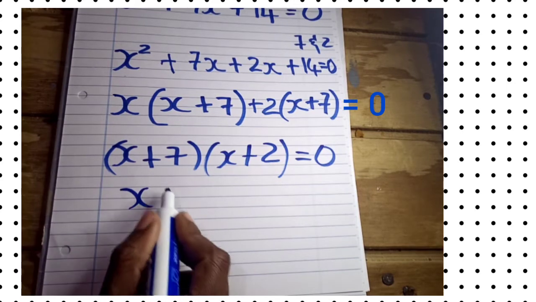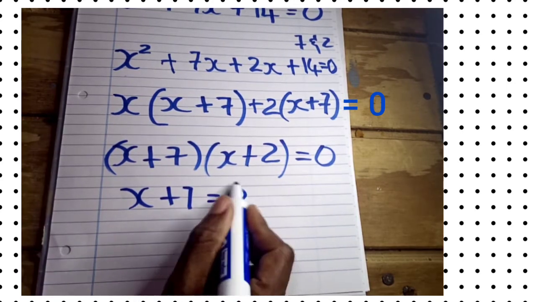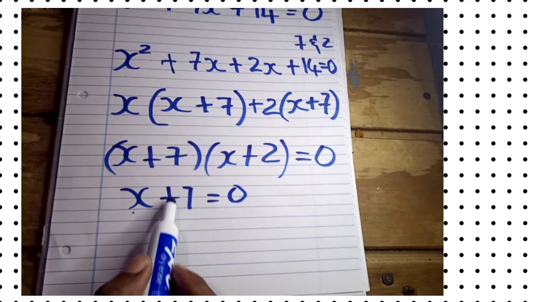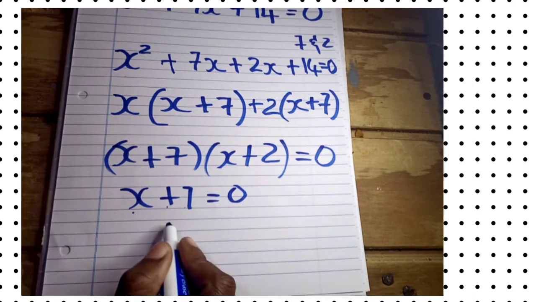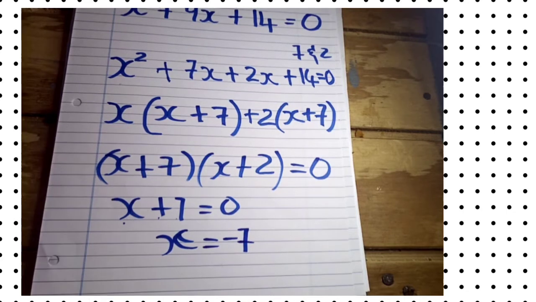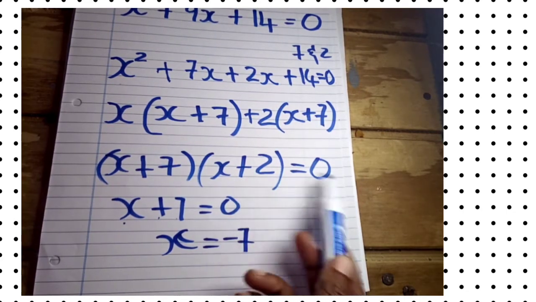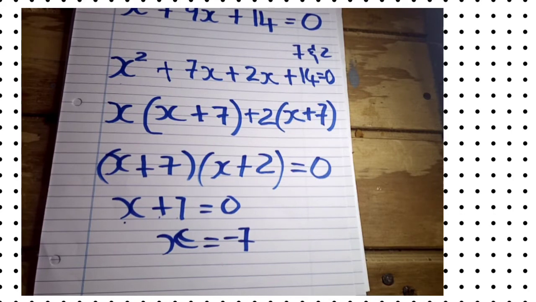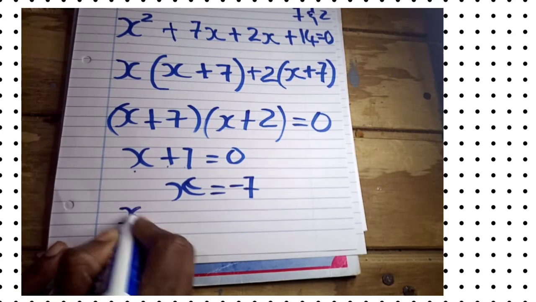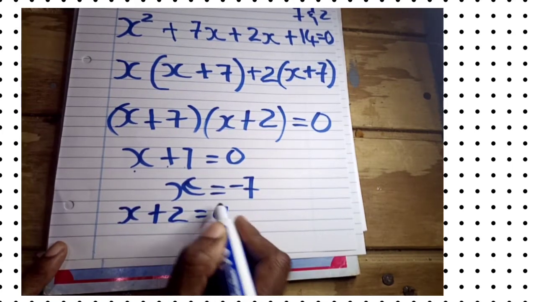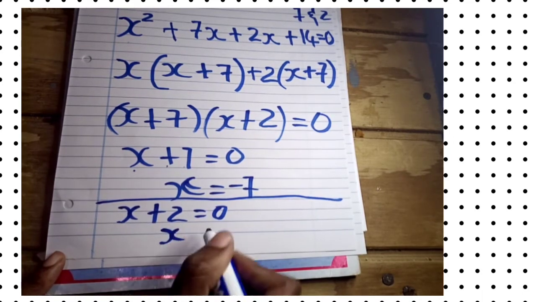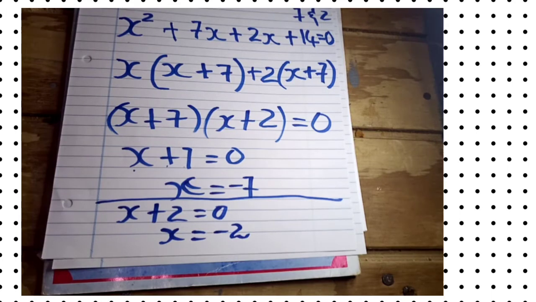So x plus 7 equals 0, which means which number plus 7 equals 0. Take over the 7. When you bring it over, it becomes negative since it is positive on that side. So x equals negative 7. Same thing goes for the x plus 2. Take x plus 2, equate that to 0, and then x minus 2. x equals negative 2.